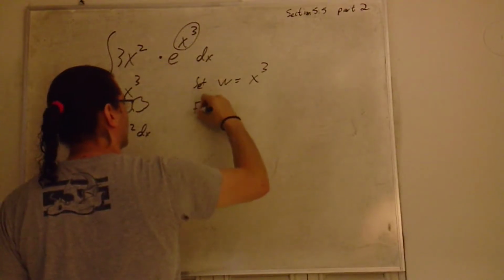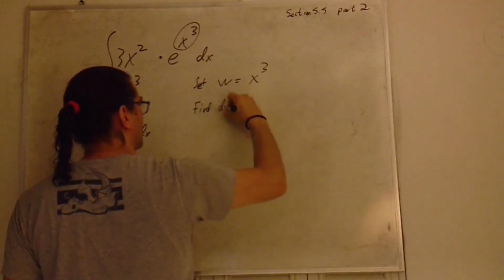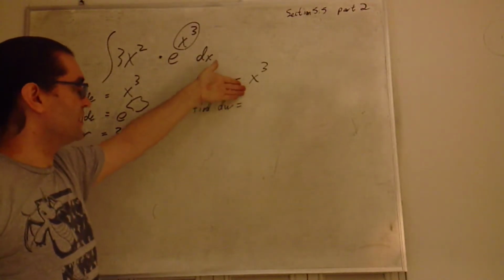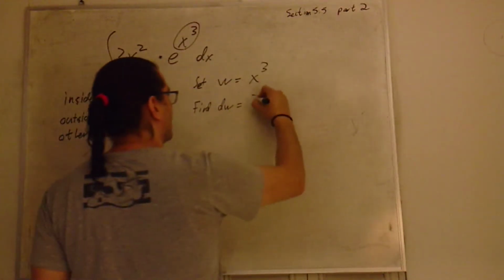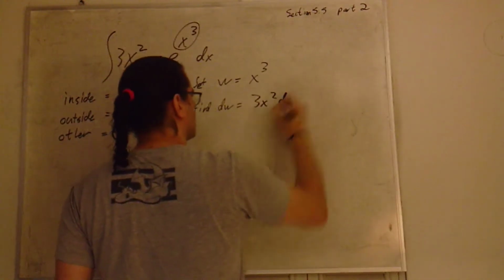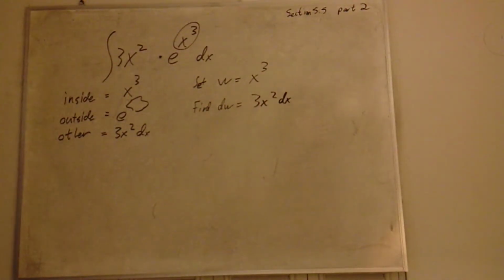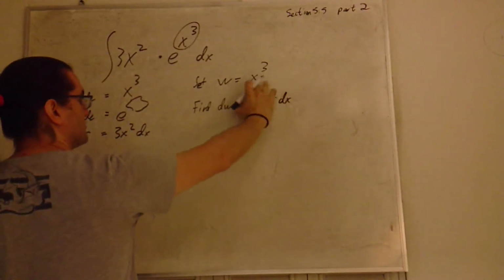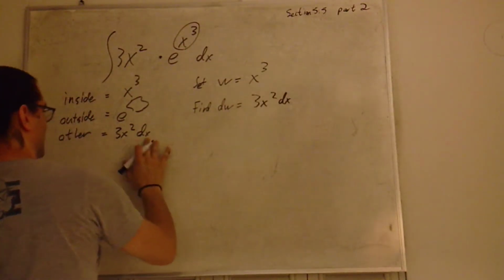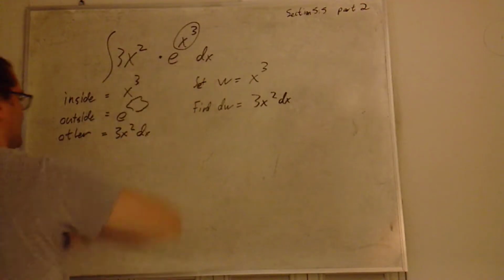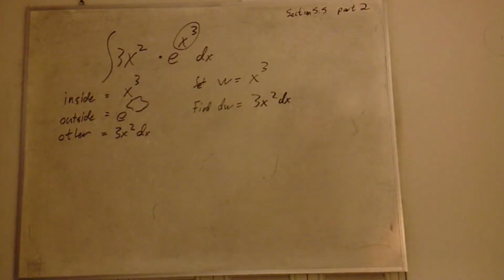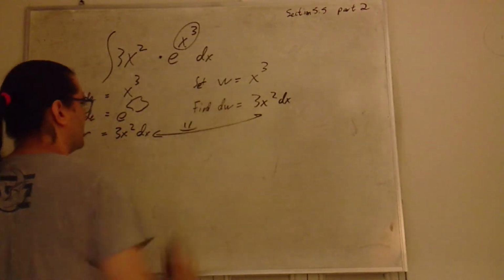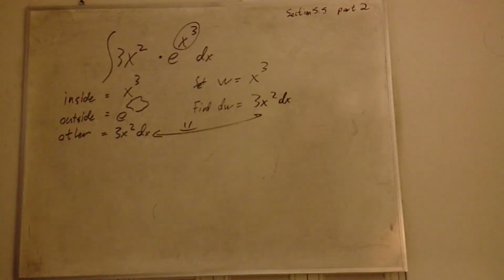You can find dw. dw is always the derivative of this. That'll be 3x squared dx. And we check to make sure it matches the other. This is 3x squared dx, that's the derivative of this. This is 3x squared dx, it's the other pieces of this. Since they match, we can proceed to the substitution step.